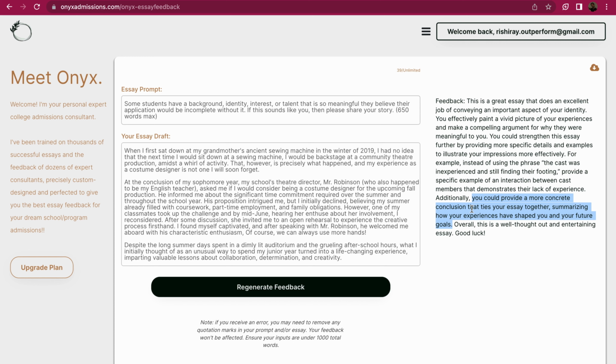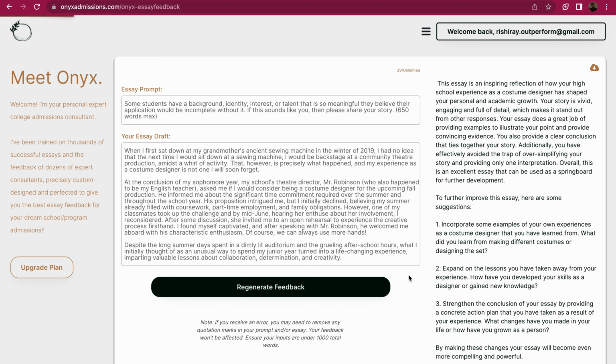The beautiful thing about Onyx is that you can regenerate feedback. And so you can save this with that cloud in the top corner and then go ahead and regenerate feedback to get another expert perspective. And this just takes seconds to get another full length, different perspective of high level feedback on how to change the essay to make it exceptional.